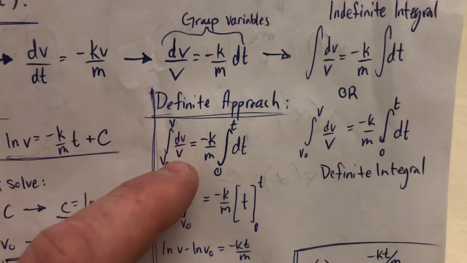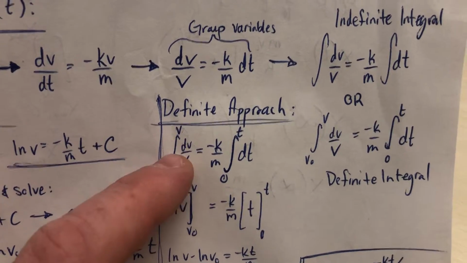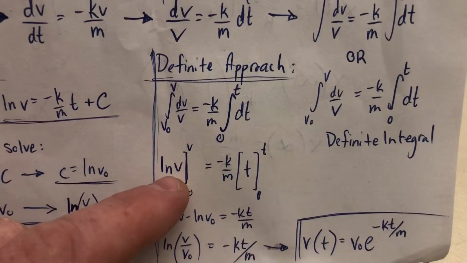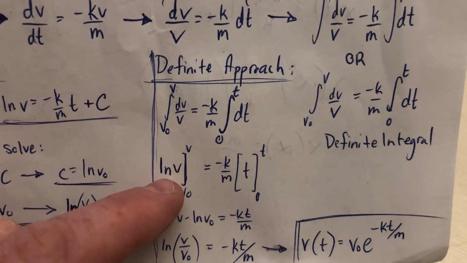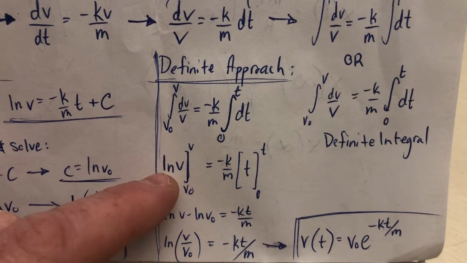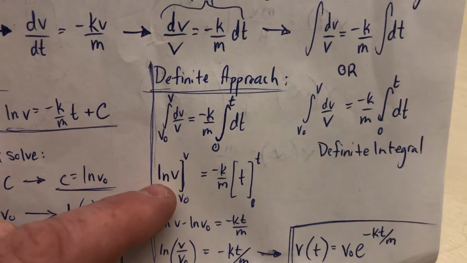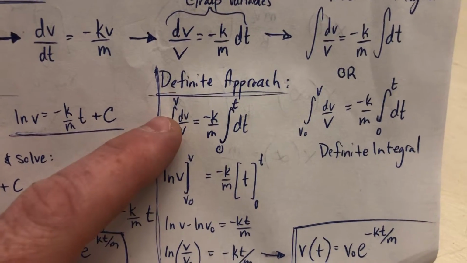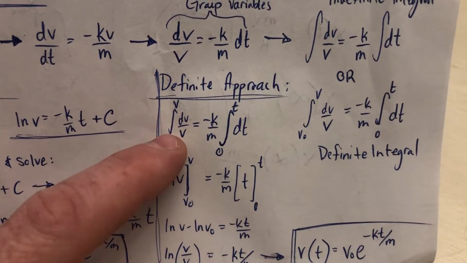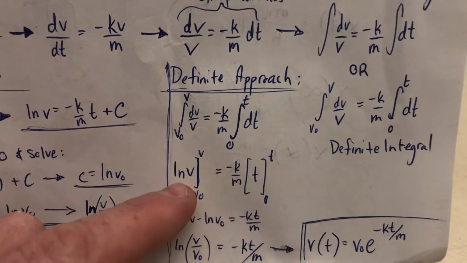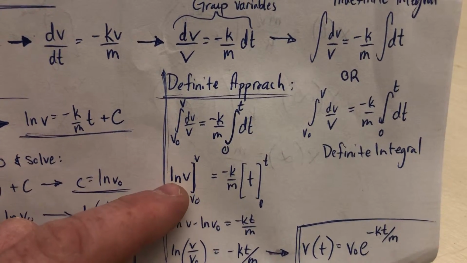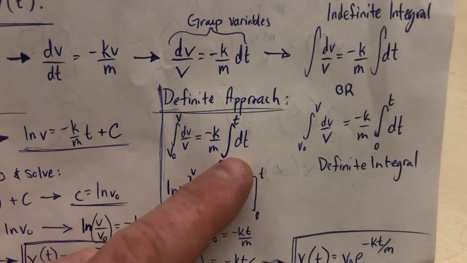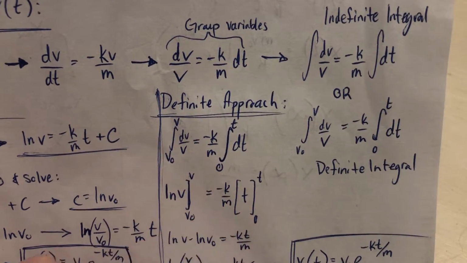The antiderivative of dv over v is the natural log of v. Those of you who have not had a lot of calculus, we haven't covered this yet. We'll talk about this more in class, but this is just the antiderivative. Anytime you have the derivative of a variable divided by the variable itself, the antiderivative of that is always just the natural log of the variable itself, and then here's the limits of integration. Over here, the integral of dt is just t, okay?